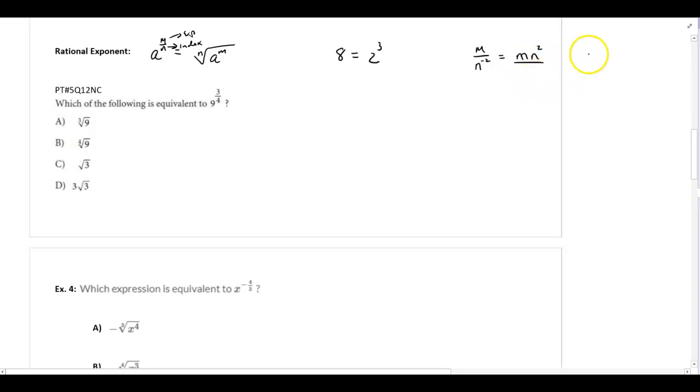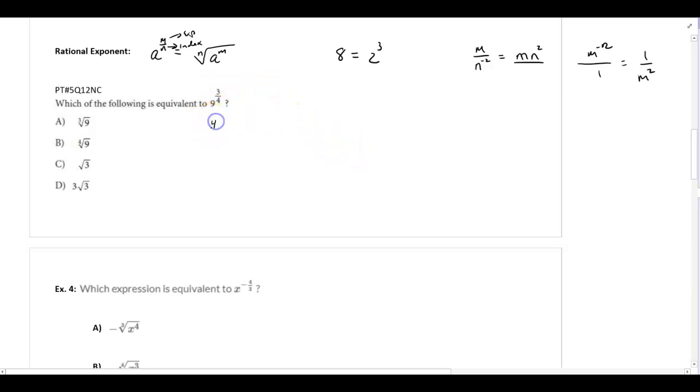If I have a negative exponent in the numerator, I bring it to the denominator to make that exponent positive. Okay, so right away, let's look at some examples here. First one, which of the following is equivalent to 9 to the 3/4?